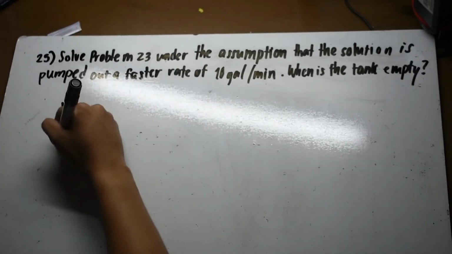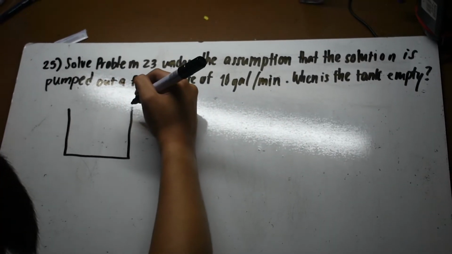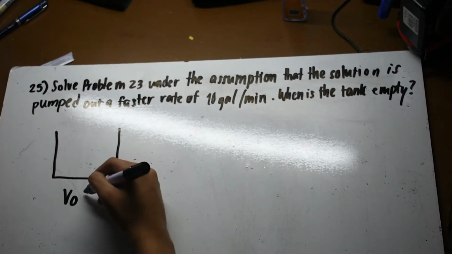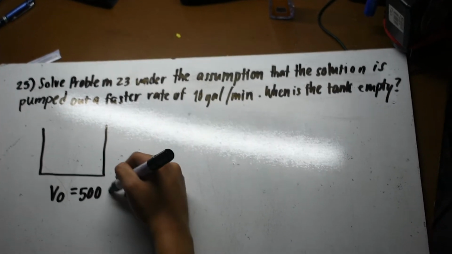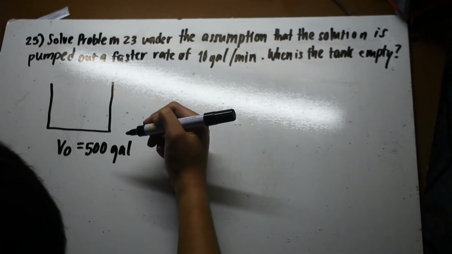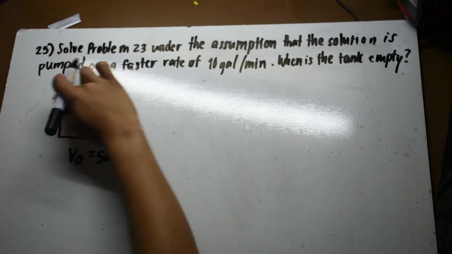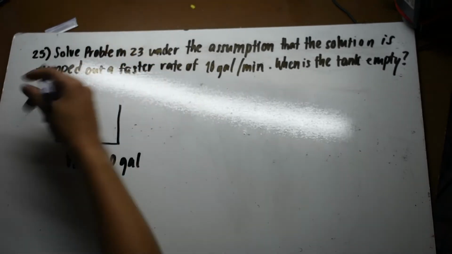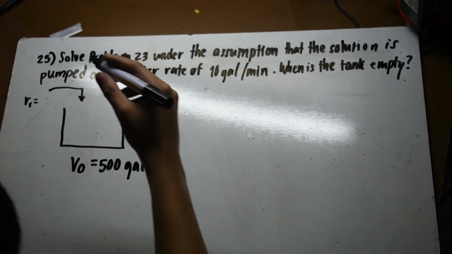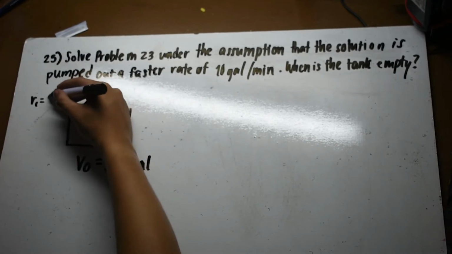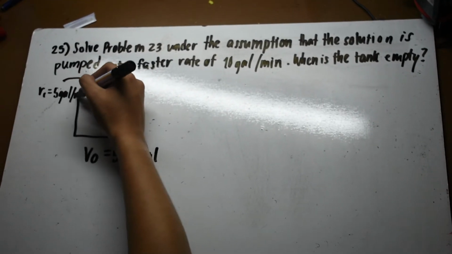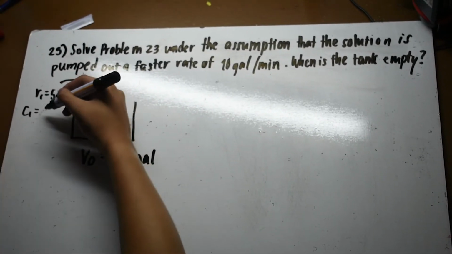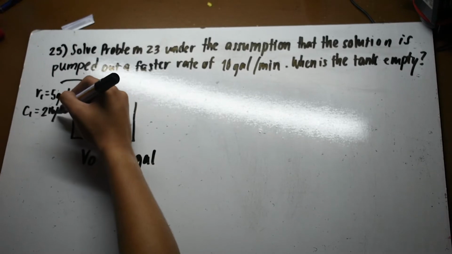So a large tank is filled to capacity with 500 gallons of fresh water. And we assume that the input rate is equal to 5 gallons per minute, with a concentration of 2 pounds per gallon.